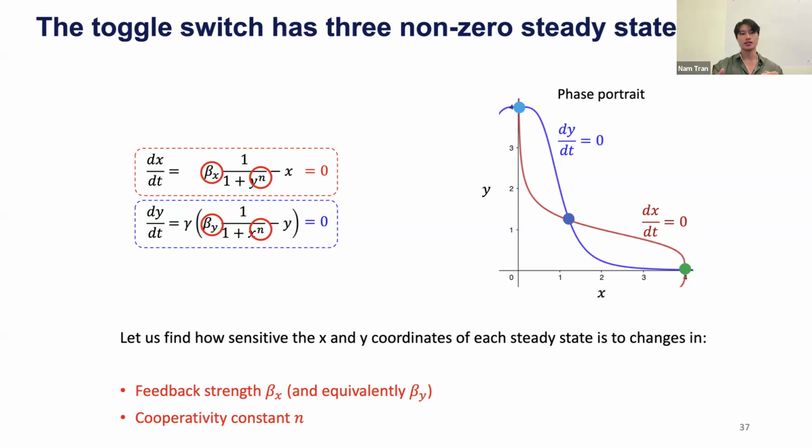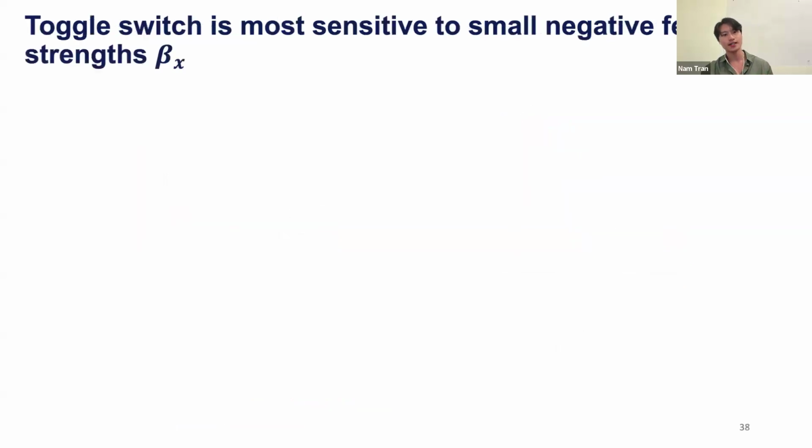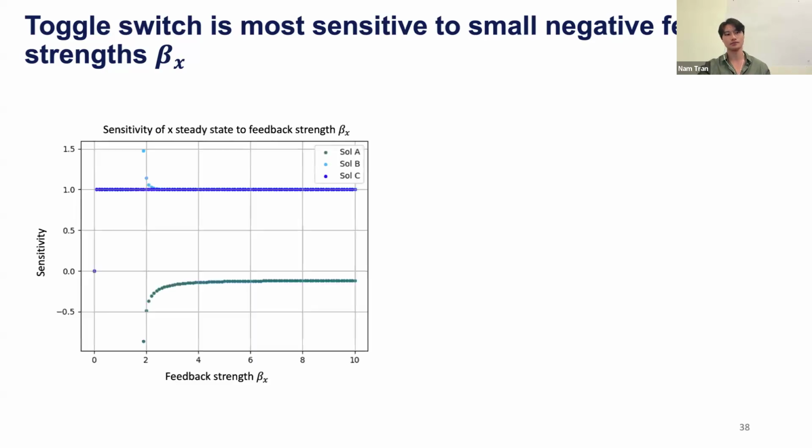For reasons I can elaborate on later, you can show that the feedback for X and Y are the same, and gamma doesn't play a role in the sensitivity. So you really only care about one of the feedback strengths and the cooperativity N, hence our 2 case studies. The first case study is how sensitive is the toggle switch to the feedback strength of X? And we're going to show that it's most sensitive to small feedback strength.